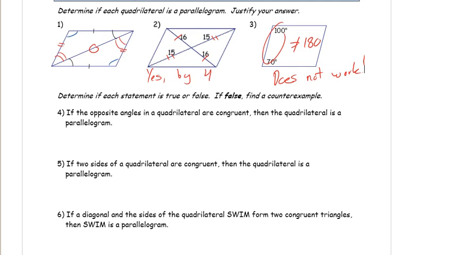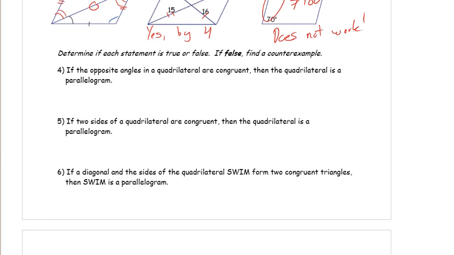Let's test you on some parallelogram stuff. Determine if each statement is true or false. If false, find a counterexample. We could draw a picture if we need to. If the opposite angles in a quadrilateral are congruent, then the quadrilateral is a parallelogram.